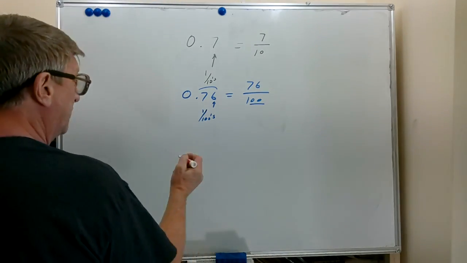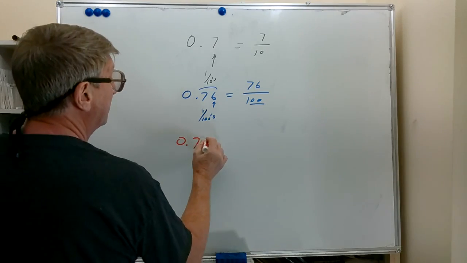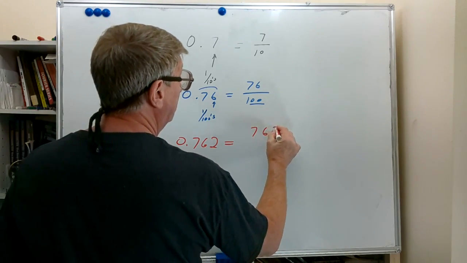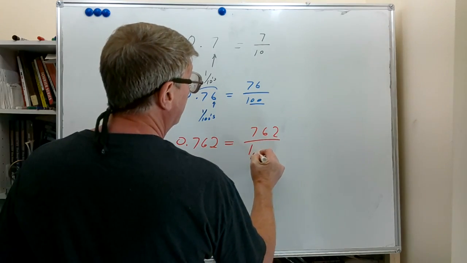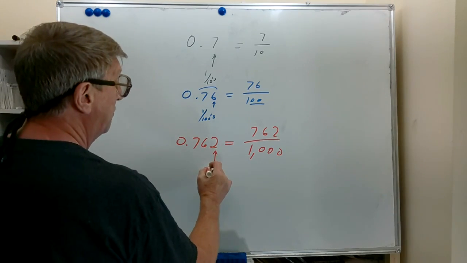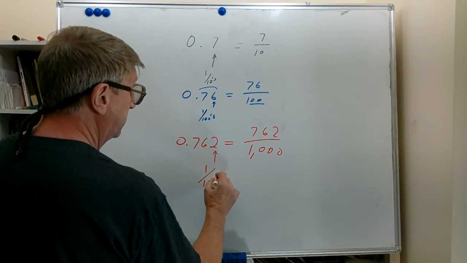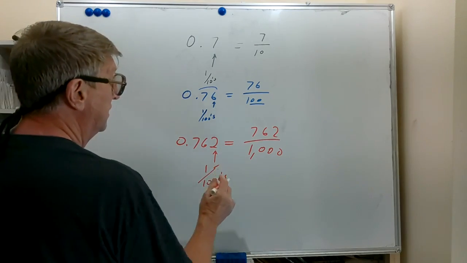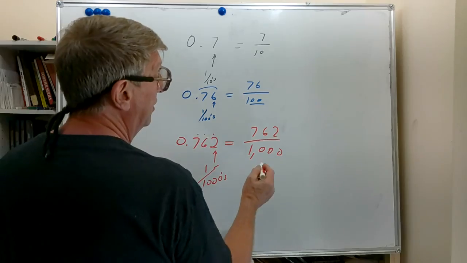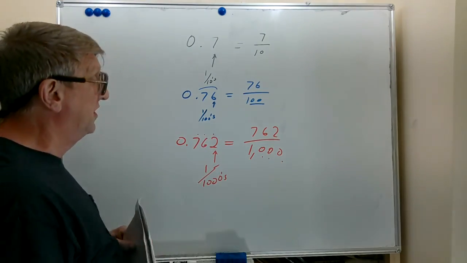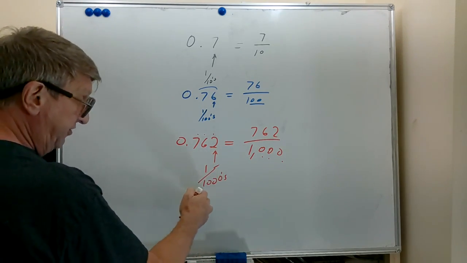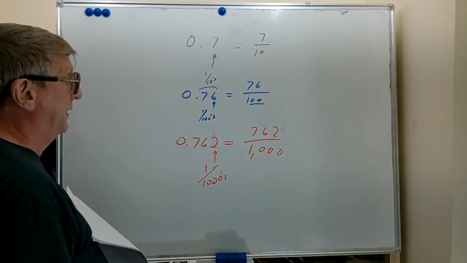And this, we're going to do one more, 0.762. That's going to be 762 over 1,000. And we called that the 1/1000th place. You will notice we have 1, 2, 3 digits, 1, 2, 3 zeros in our denominator. Our denominator is 1,000, which matches with the fact that we called that the 1/1000th place.